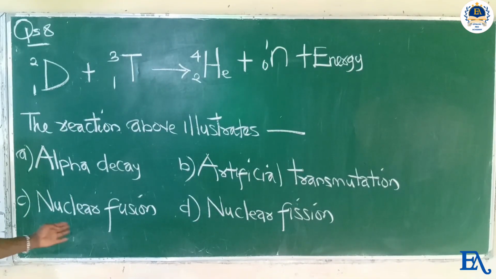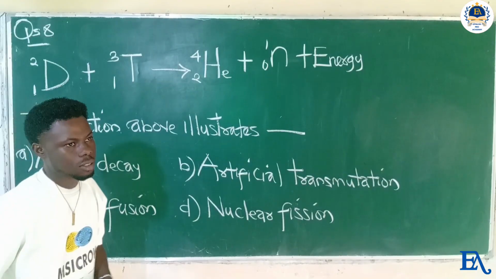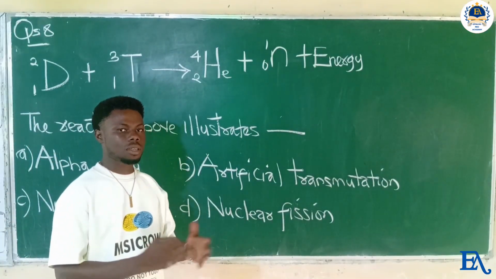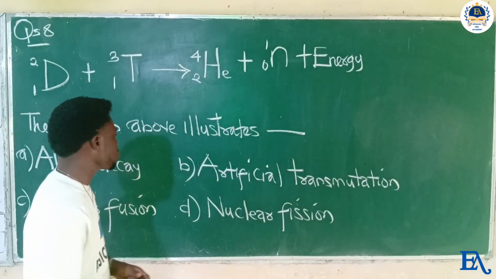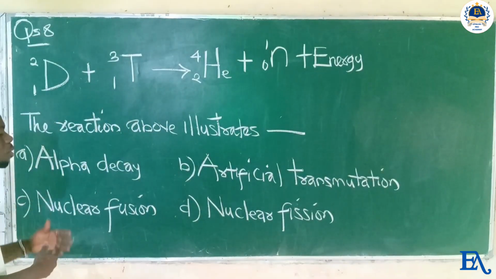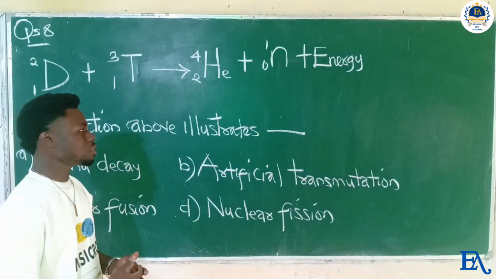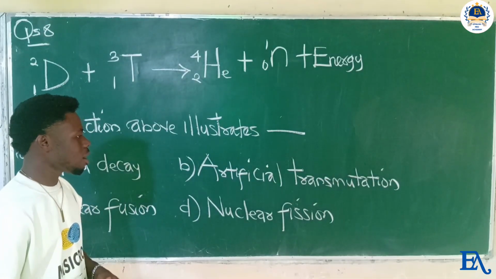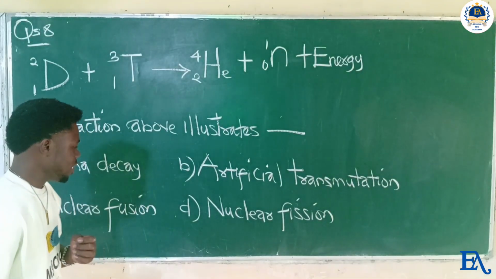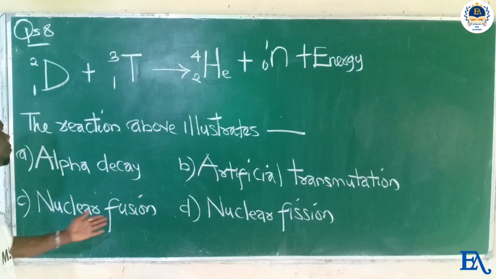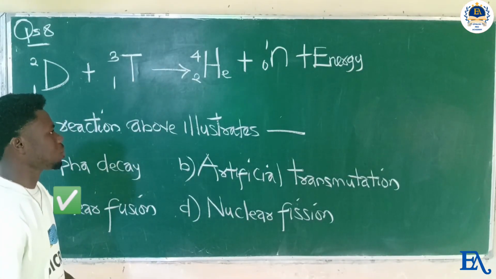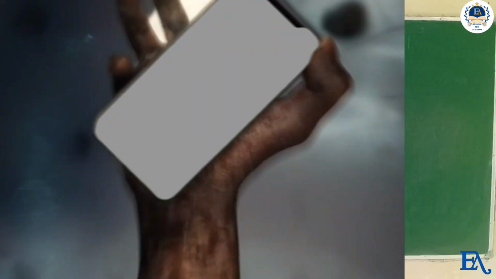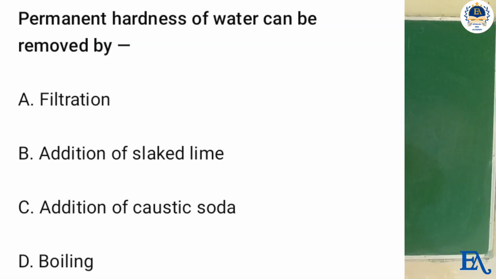Option C, nuclear fusion. The term fusion means joining together, coming together, whereas fission means splitting. So when two or more light elements come together and energy is released, it is known as nuclear fusion. So the correct option is option C, nuclear fusion. Let's do question number 9. Permanent hardness of water can be removed by dash.